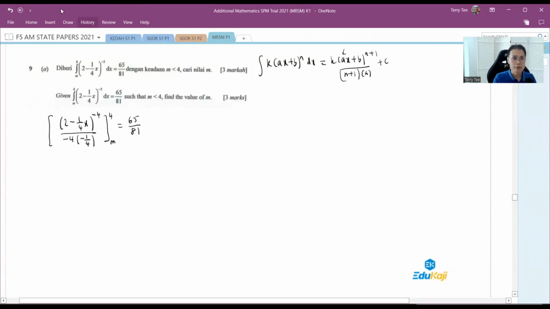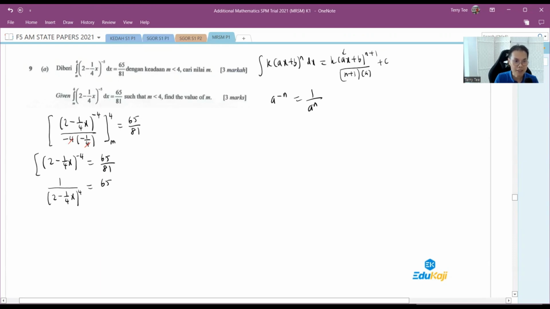Now, notice we can cancel 4 and negative here. In fact, the negative, we can cancel out everything. So you're left with 2 minus 1/4x to the power of -4. This is now 65 over 81. All right. What does negative power mean? Actually, negative power means 1 over a to the power n, right? So we can actually bring this down, and this is 65 over 81.